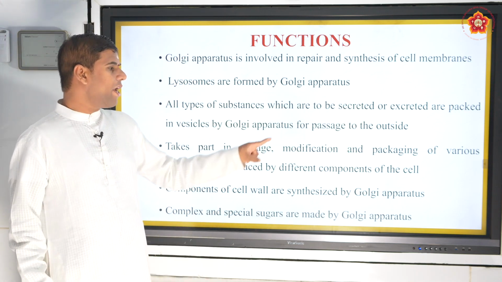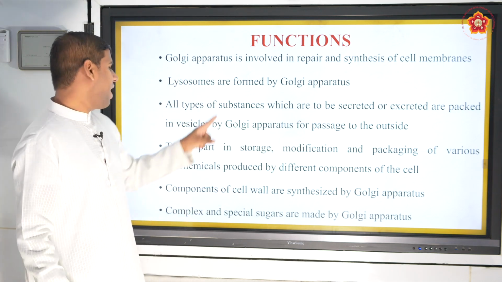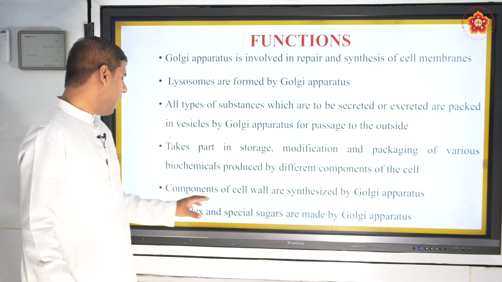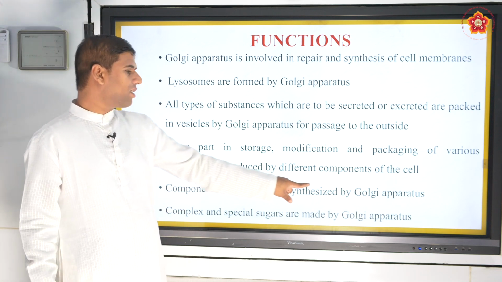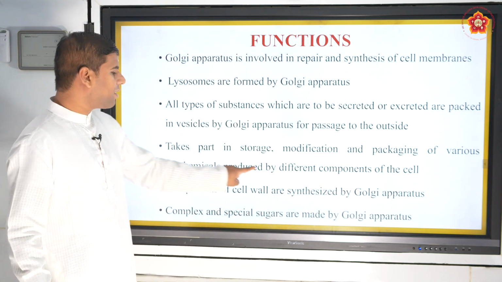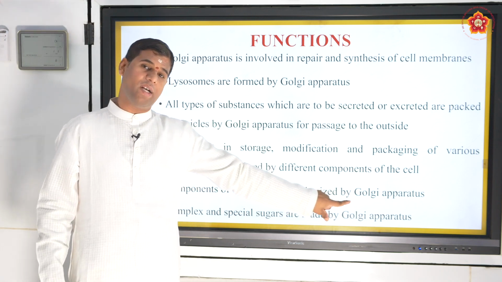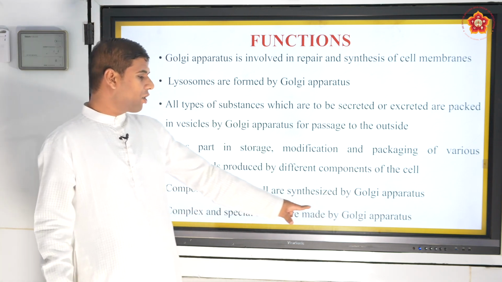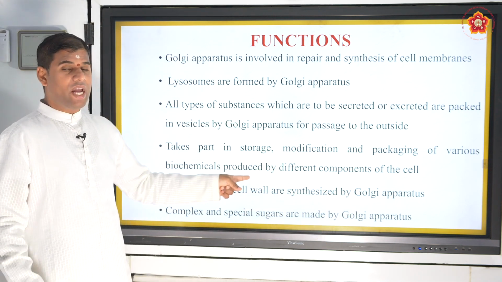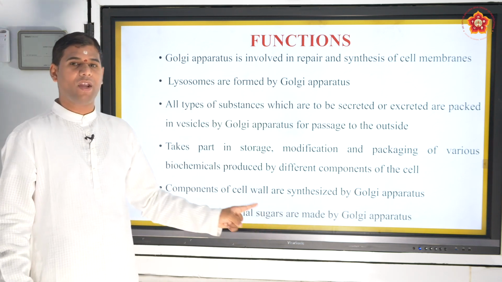It takes part in storage, modification, packaging, all these various functions. All these biochemicals are produced by different components of the cell. And then components of the cell wall are synthesized by this Golgi apparatus once again. So any components of the cell wall are synthesized by this Golgi apparatus. And complex and special sugars are again made by this Golgi apparatus. So see how important it is. So many things, sugars, cell wall, so many functions are there, alright.